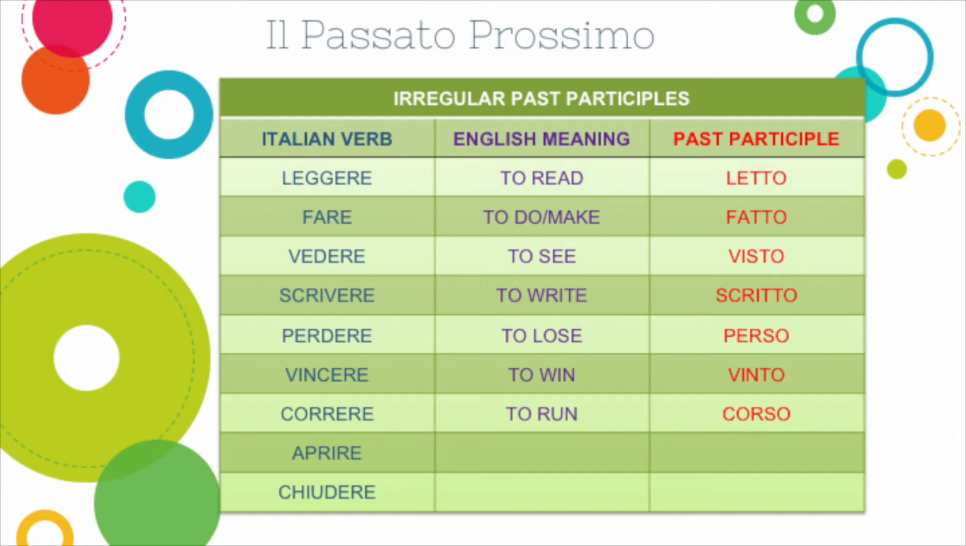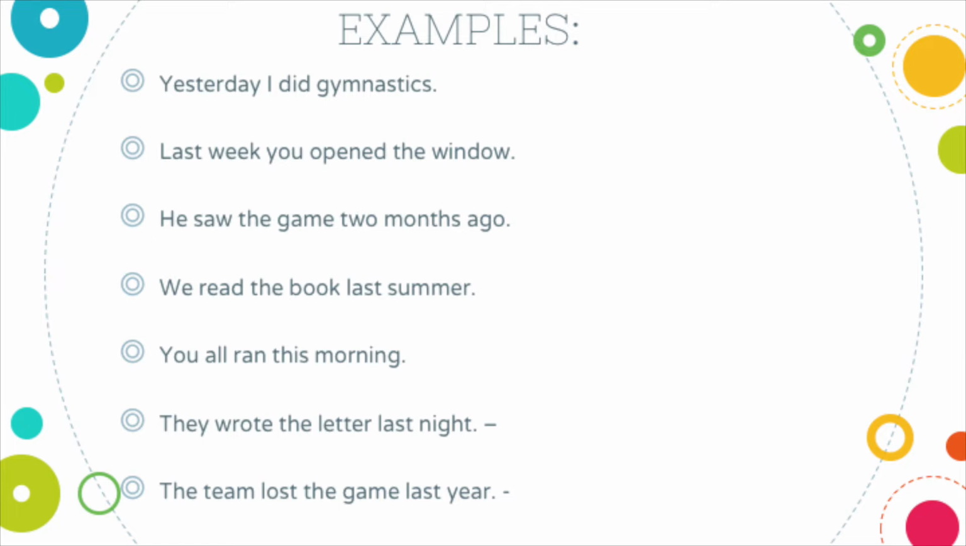Aprire means to open. The past participle is aperto, and chiudere is to close, and the past participle is chiuso. Now let's apply these words to some sentence examples. Pause the video, try and translate them on your own, and then we'll go through them.